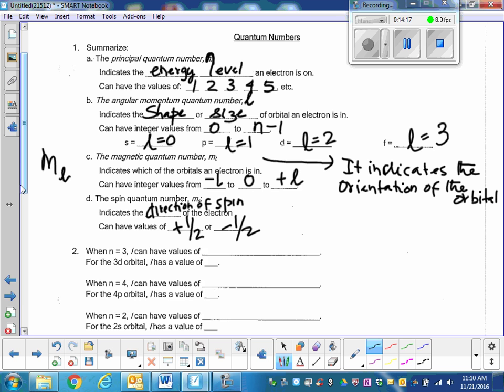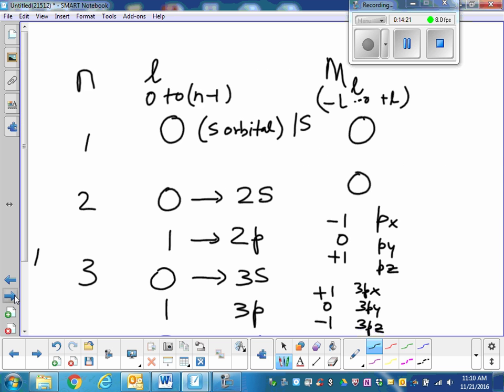Have you written it out? Okay, can we go back here? I said in this, ML can have a plus half and a minus half. So how many total electrons can go into the 1s orbital? 2. Now, if you look at the quantum numbers, there are 2 electrons in the 1s orbital. What are the 4 quantum numbers for the 2 electrons that are in the 1s orbital?